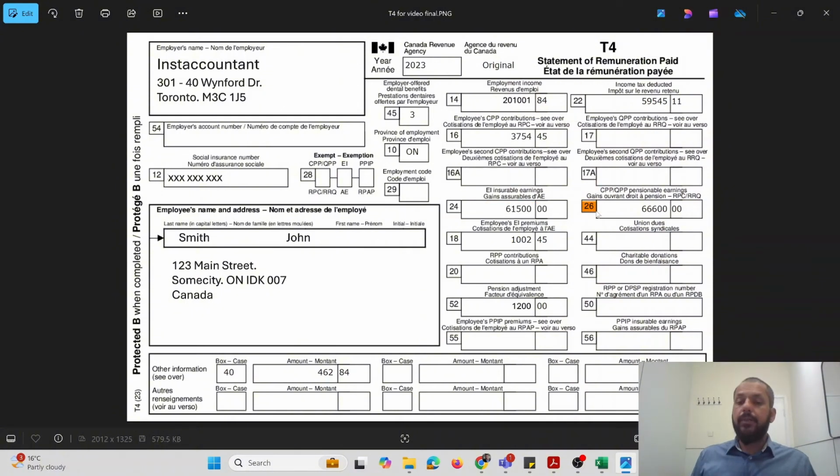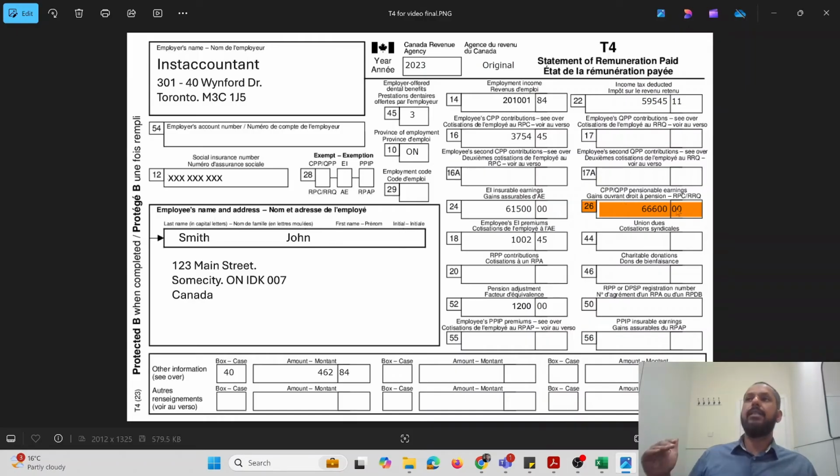Similarly, box number 26 shows CPP or QPP pensionable earning. So this was insurable earning, this is pensionable earning. That means that out of all your earnings, $66,600 is the amount which is used for calculating the CPP contributions. So this is the pensionable earning.